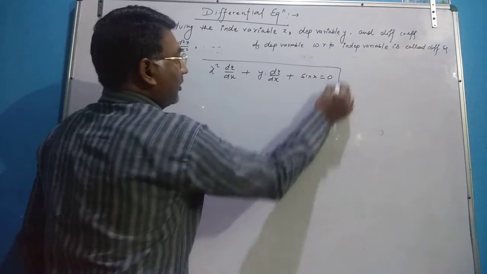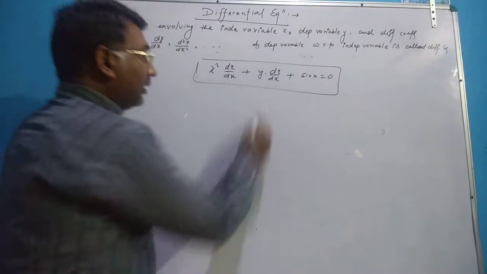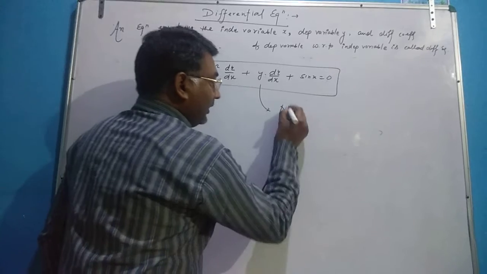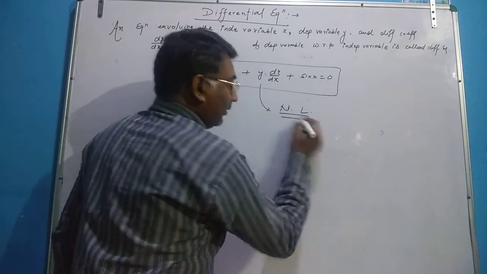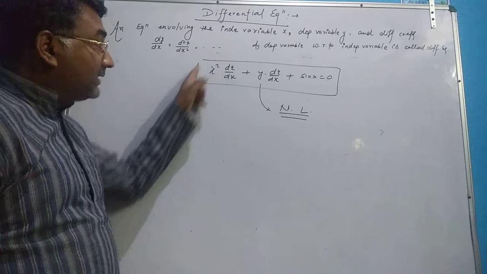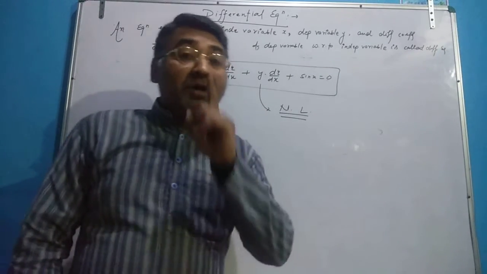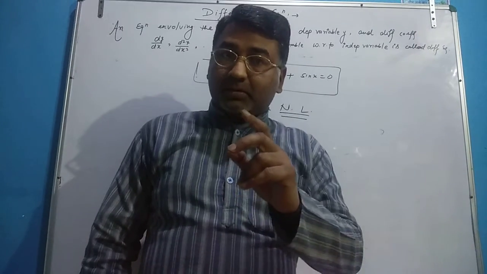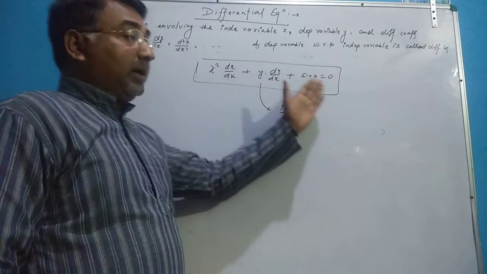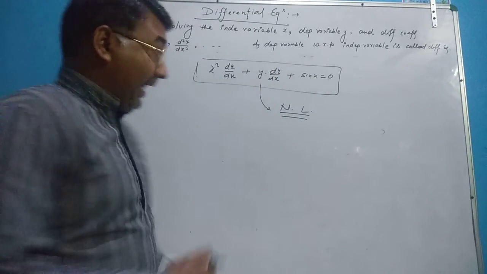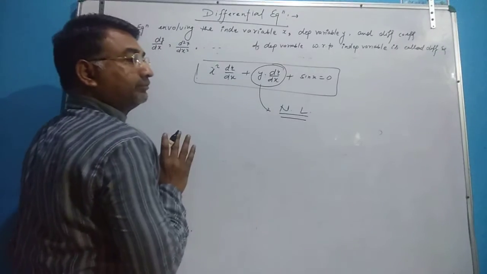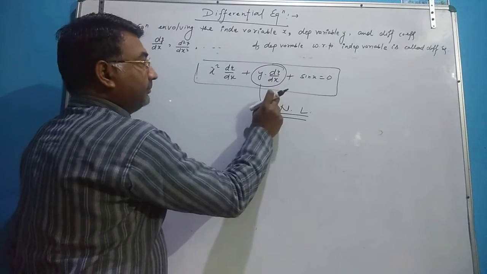Is this linear or non-linear? This expression is non-linear. Why? Because the degree is 2. In each expression, each term must be degree 1 to be linear. If any term has degree 2, it is non-linear. And y into dy by dx is involved in the equation, so it is non-linear.